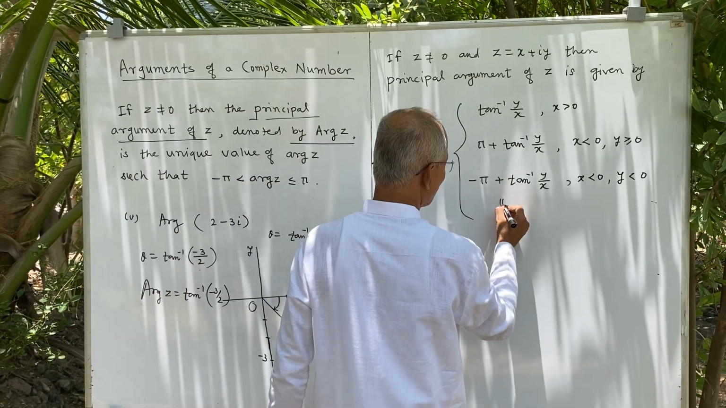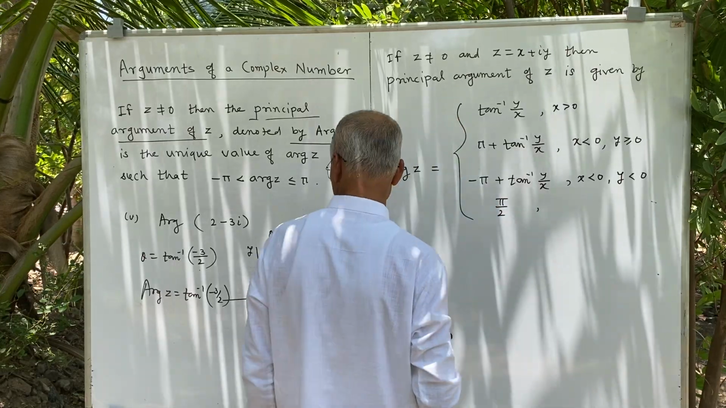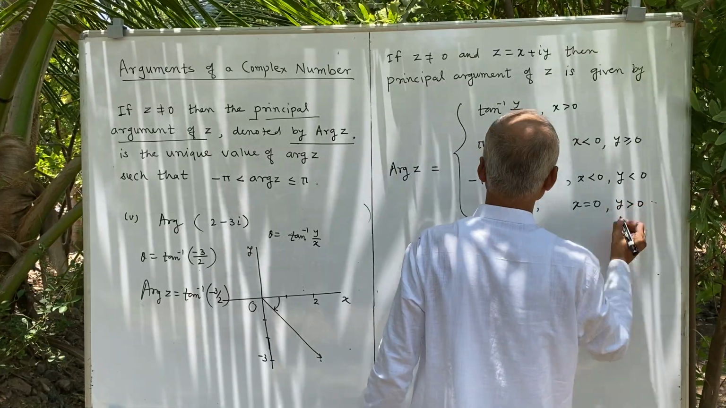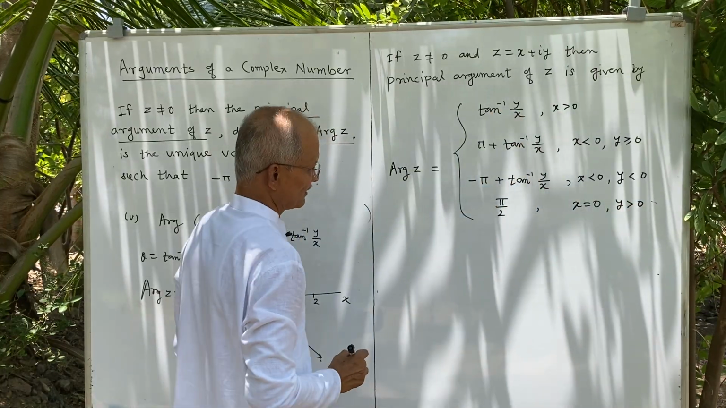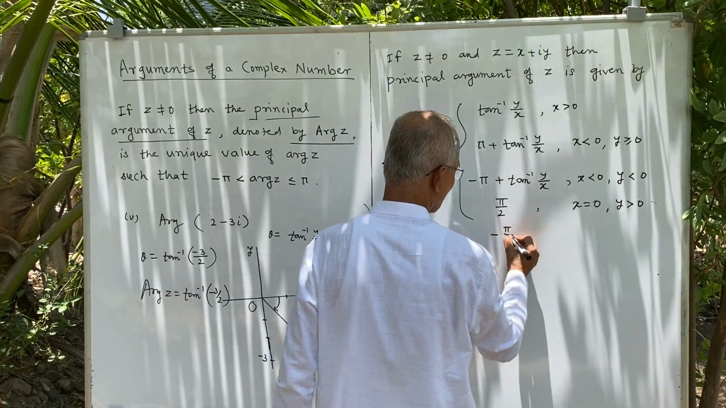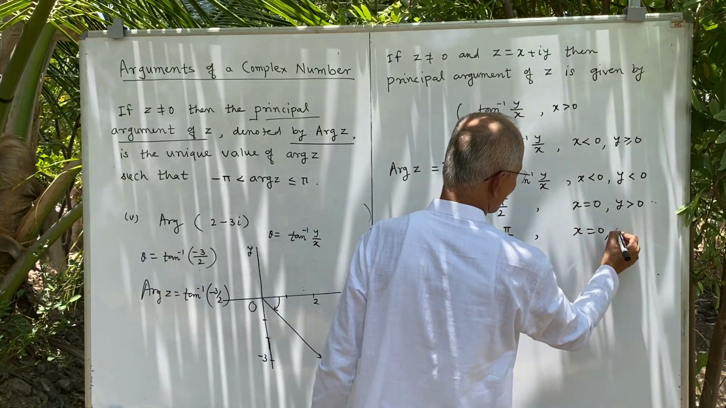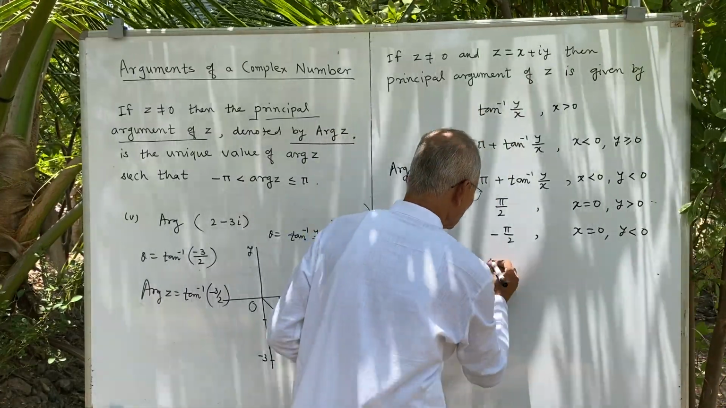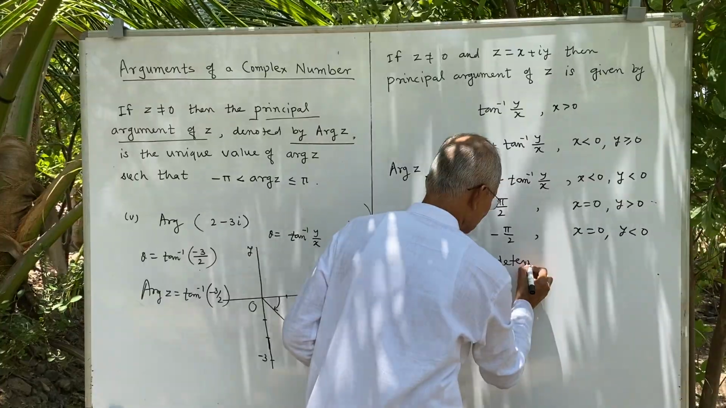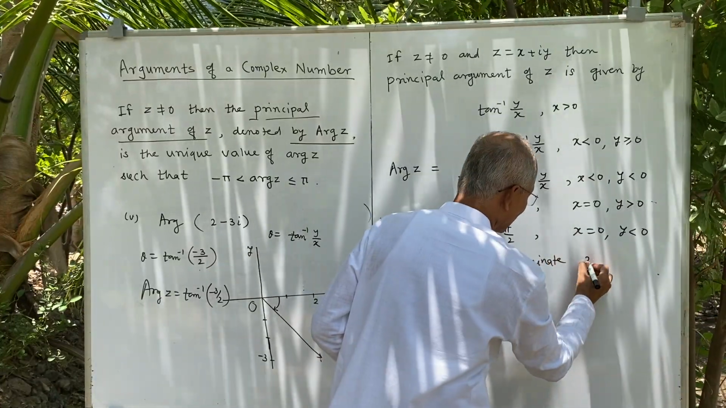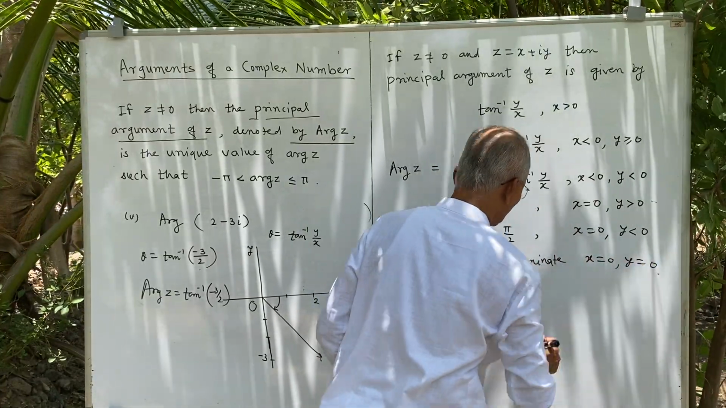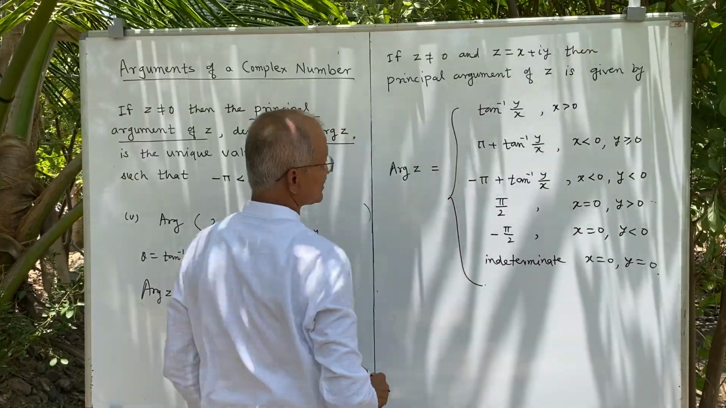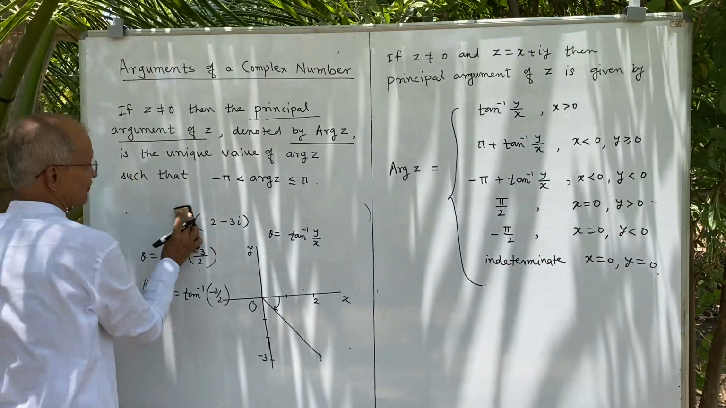Now it is pi by 2 when x is 0, y greater than 0, and it is negative pi by 2 when x is 0, y is less than 0. So these are the values, and it is indeterminate when x is 0, y is 0. The argument z is not defined. So this is the expression for argument of z that we should remember.